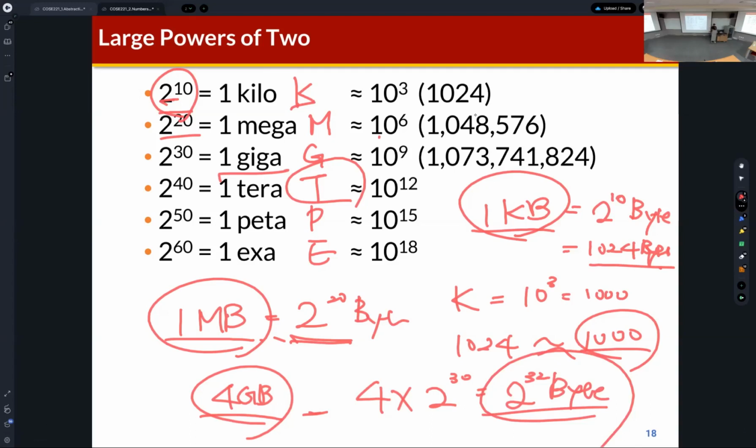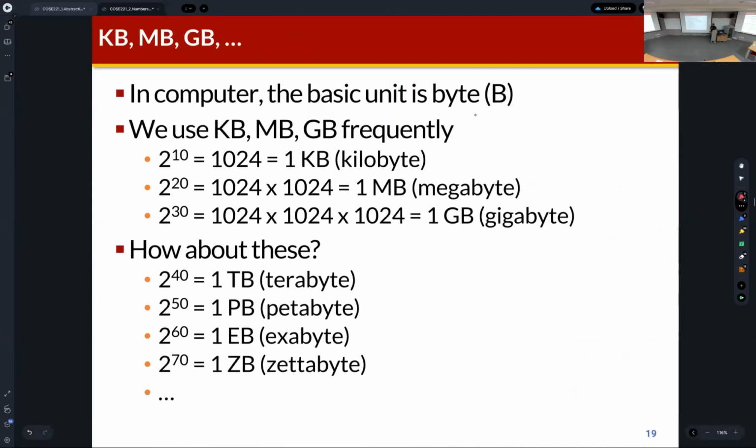We frequently use K, M, G, and T in the computer system. We can use P, but P is very large. We frequently use kilo, mega, giga, and tera for representing very large data in computer systems. This is an example: 2 to the 10 is 1024, 1 kilobyte, 2 to the 20 is 1 megabyte, and 1 gigabyte. So just remember.